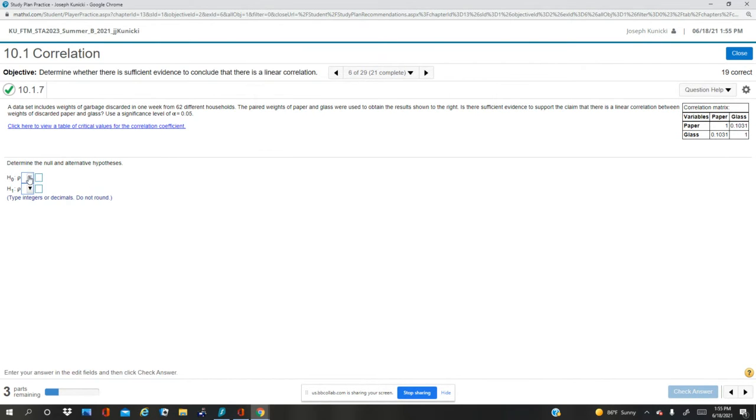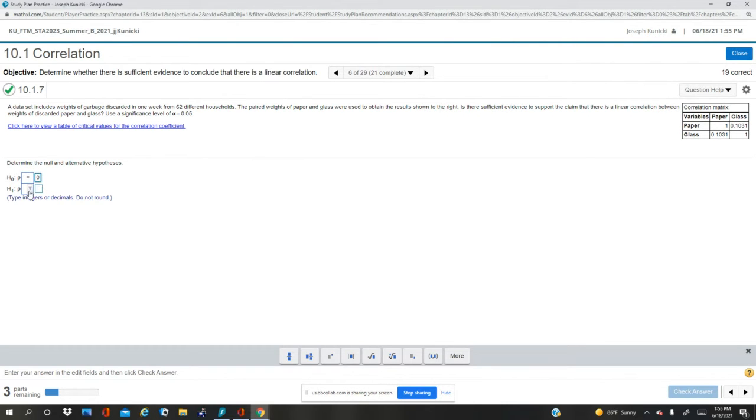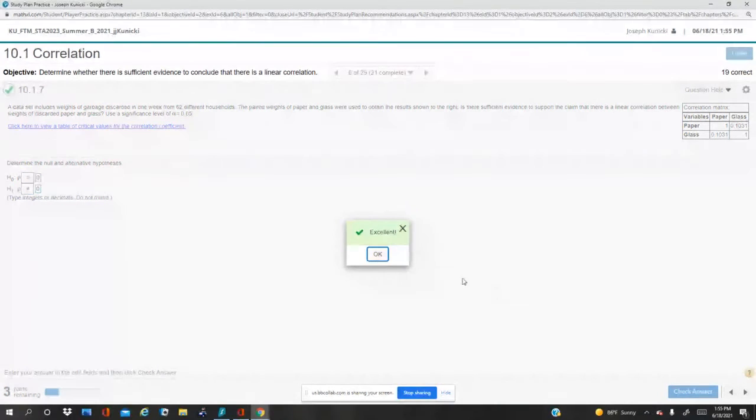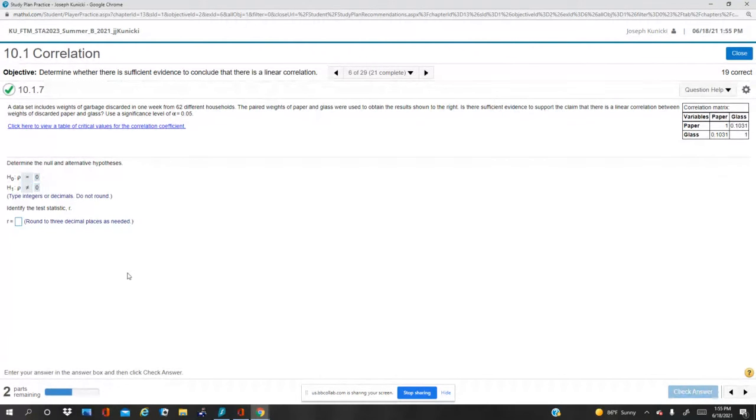And the way we set these up, rho in the null is always equal to 0. In other words, we're assuming there is no correlation, and we need proof otherwise. So what happens is you set up the critical values from the middle around 0. And if you get far enough away from 0 either side, now you're in the tails, and now you have significant correlation. And so that's how you reject the null, that there is no correlation.